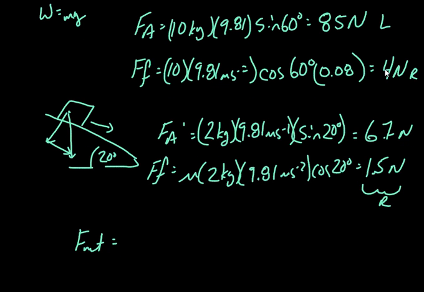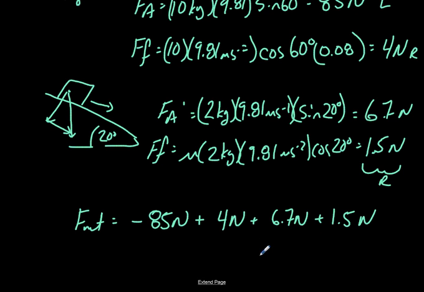So we have 85 newtons to the left, so we'll maybe start with that. Negative 85 newtons. The negative here just indicates direction. Plus 4 newtons, so frictional force from here. Plus 6.7 newtons. Plus 1.5 newtons. And let's see what we're left with.